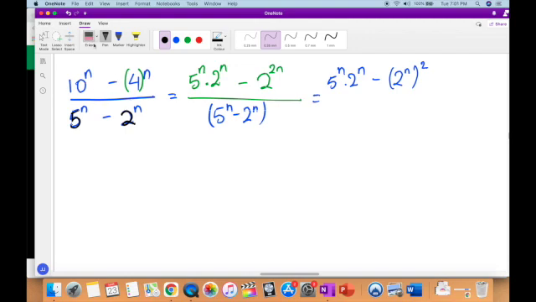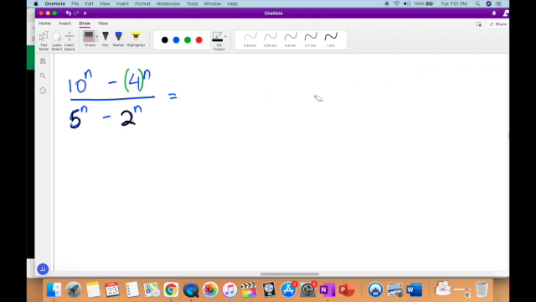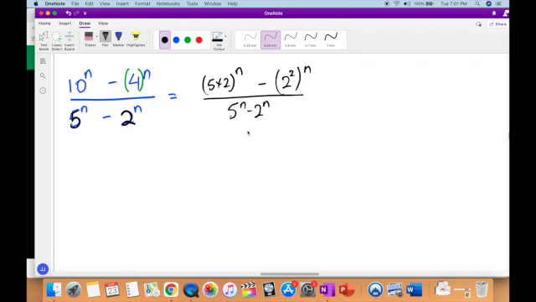10 turned out to be 10 to the n. I could say that is 5 times 2 is 10 to the n, right? And 4, I could say 4 is 2 squared to the n, yeah? And now I could see things starting to shape up. 5 to the n minus 2 to the n.